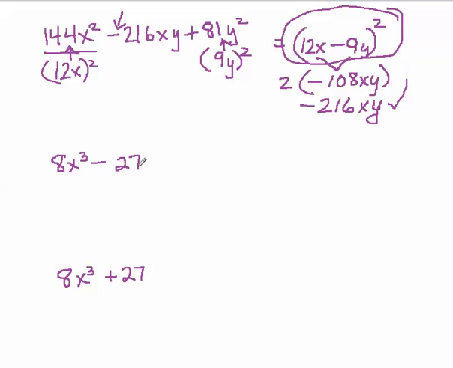Okay? Now, let's look at factoring the difference of cubes. Alright, we notice that this 8x cubed is the cube of 2x. And we notice that 27 is the cube of 3. So this should be able to be factored into a binomial and a trinomial.